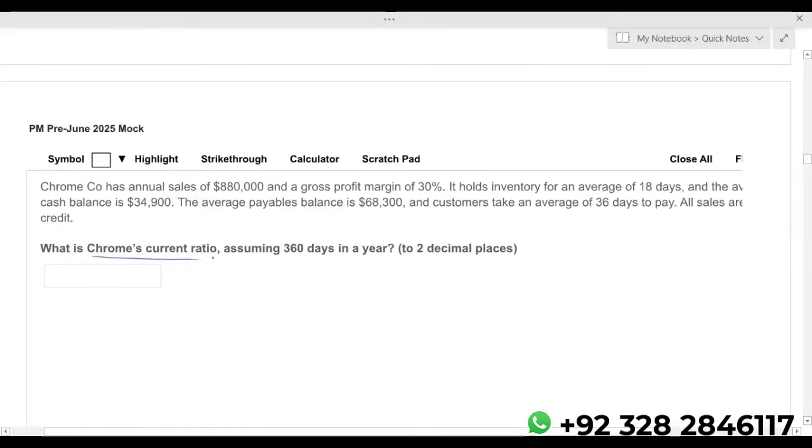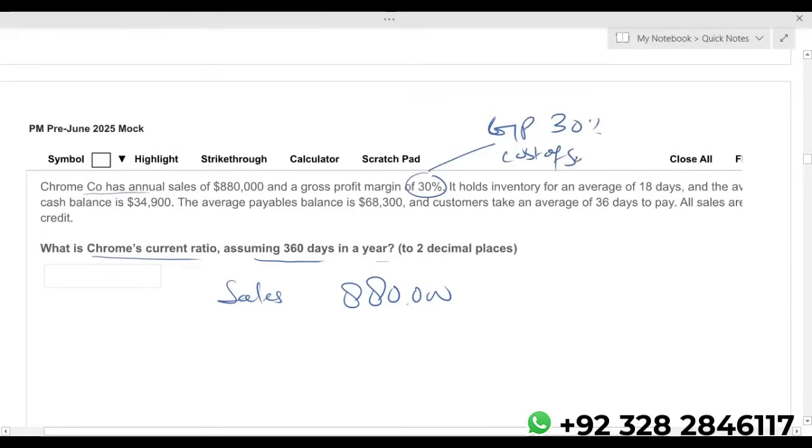What is Chrome's current ratio? Simply current assets upon current liabilities. Assuming 360 days in a year, to 2 decimals. Chrome has annual sales. Nothing is mentioned, so the entire sale is credit sale. Gross profit margin is 30%. Now listen, if the GP is 30%, it means cost of sales is 70%. So if I multiply sales with 70%, let's see what I'll get. I'm getting 6,16,000. Cost of sales is 6,16,000.